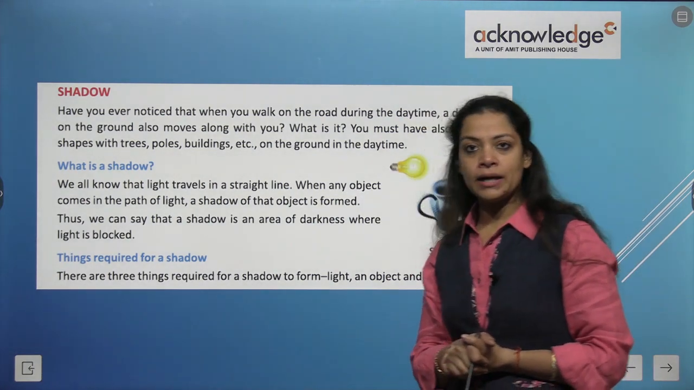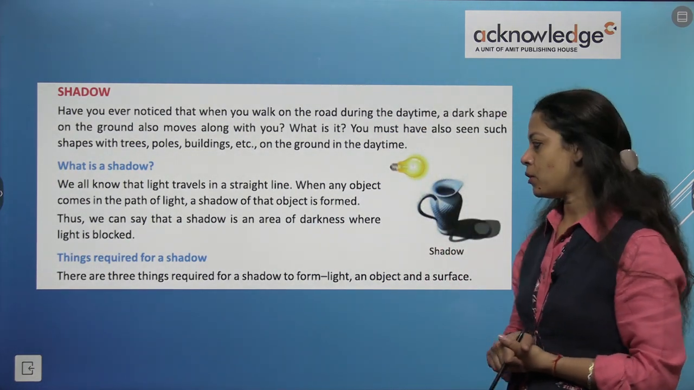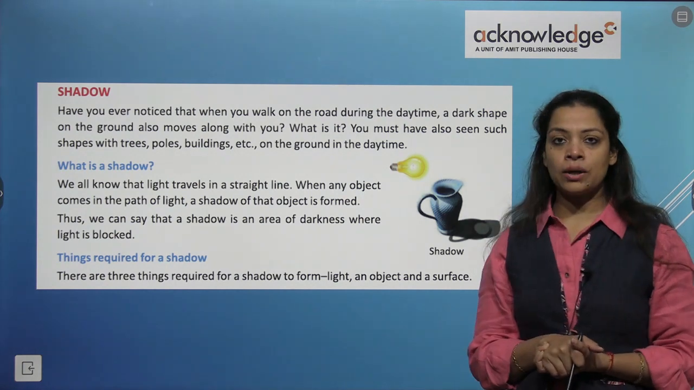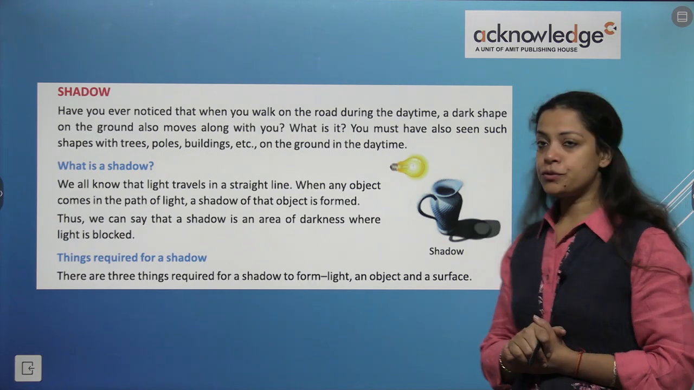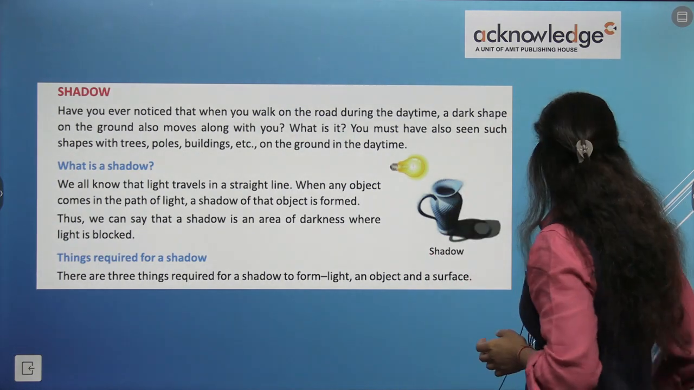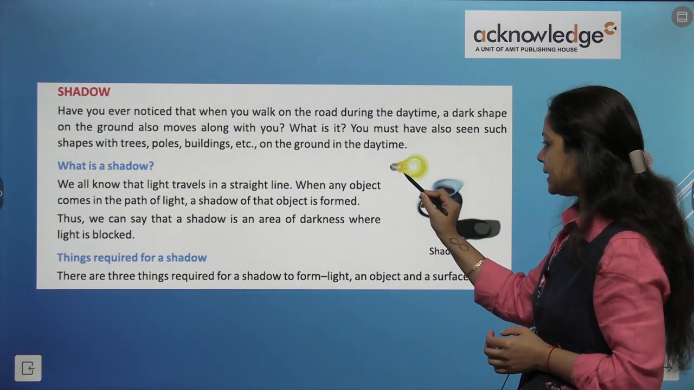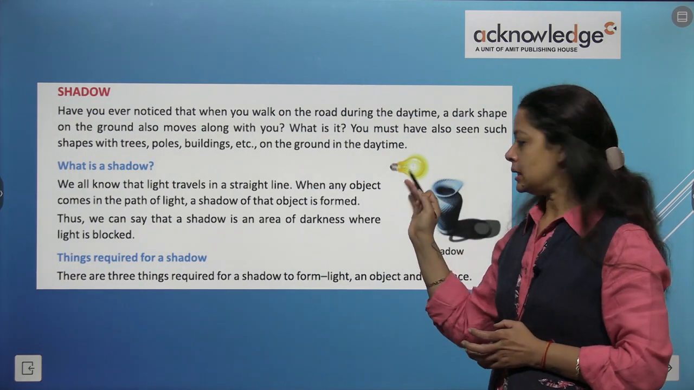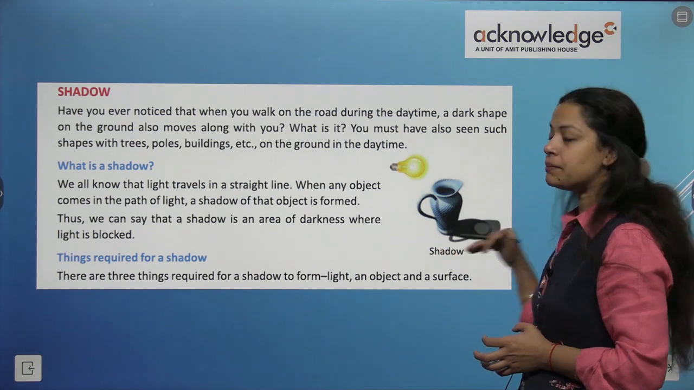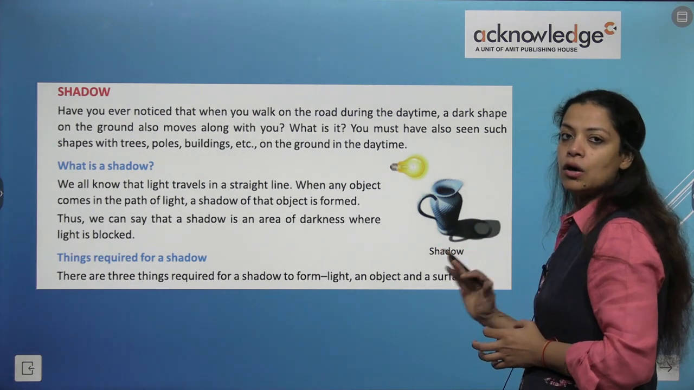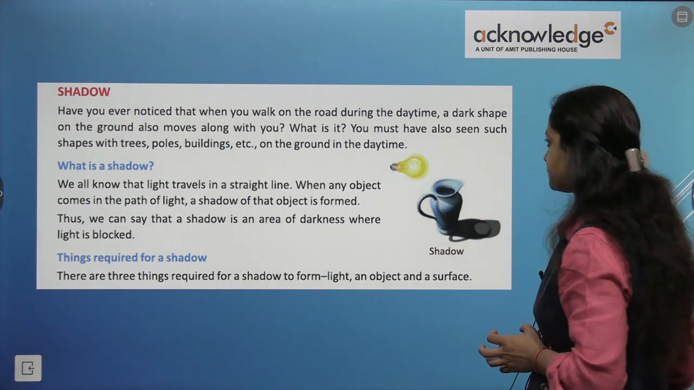Now things required for shadow. Shadow के लिए क्या क्या चीजें important है? There are three things that are required for a shadow to be formed. First of all, light, an object, and a surface. So we need a light, maybe a sunlight or any kind of light, an object, and a surface. जब तक एक surface नहीं होगा, तब तक वो shadow create नहीं कर सकता.